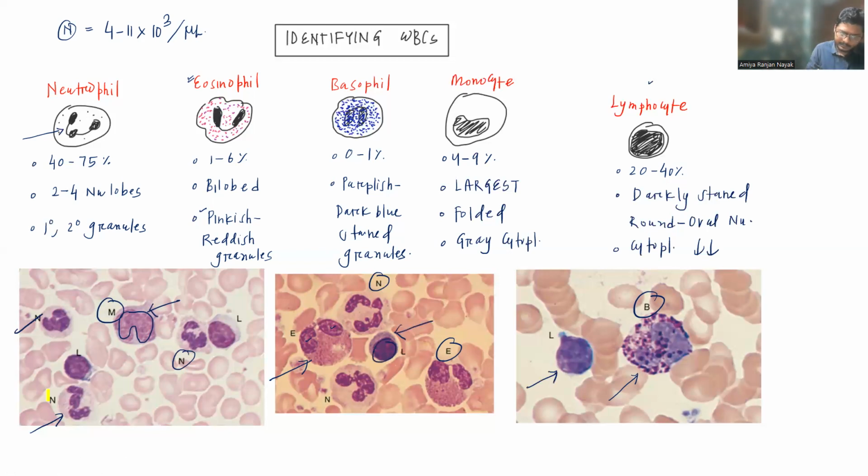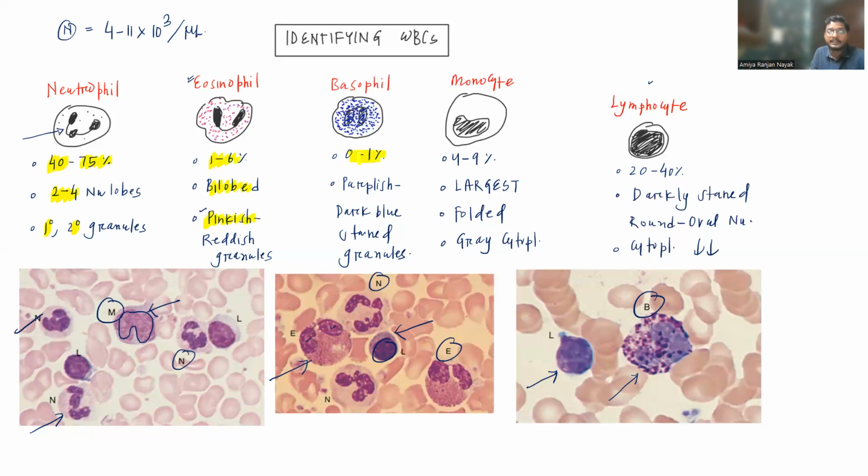So neutrophils, these are the most common type of WBCs, 40 to 75%. They will have 2 to 4 nuclear lobes, which are connected by chromatin bridges, and they will contain the primary and secondary granules. Okay. Then you have the eosinophils. These are 1 to 6%. They will have a bilobed nucleus, and they will have pinkish to reddish granules.